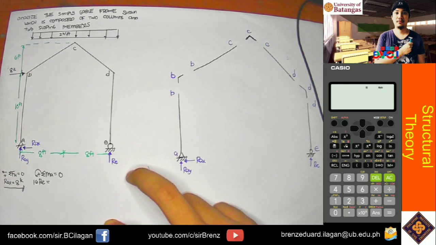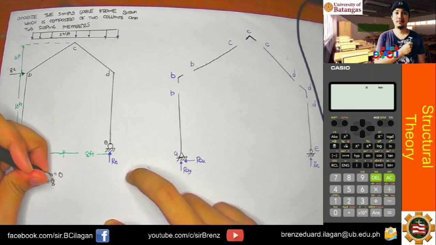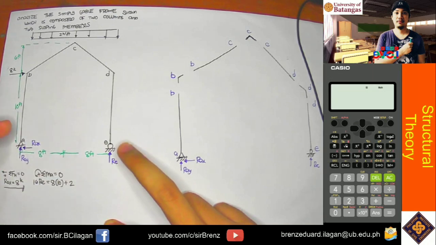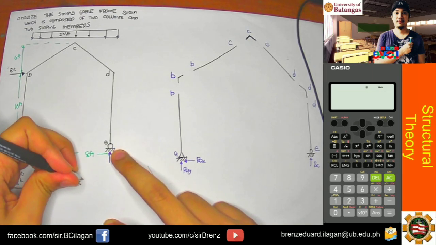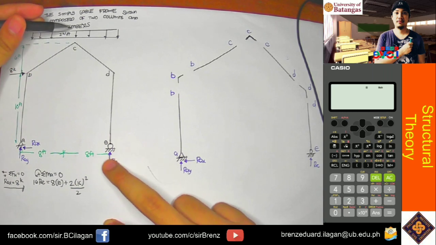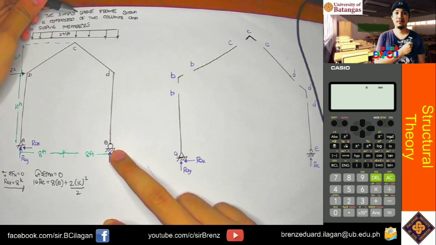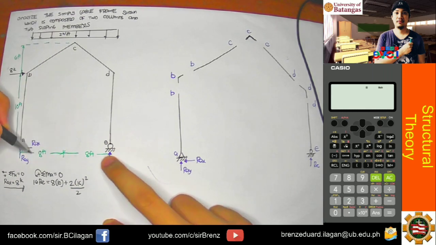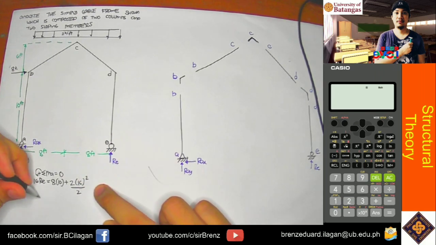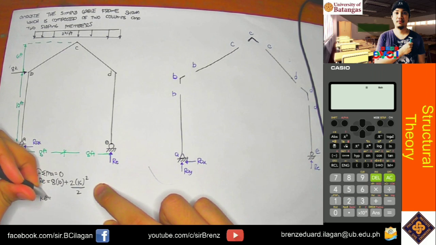So unahin natin yung 8 kips. 8 times 10. And then this uniform load na 2, so plus 2 times 16 squared over 2. Kaya gets kung bakit naging 16 squared over 2: yung isang 16 para maging concentrated load, and then yung 16 over 2 is just 8 or kalahati lang. Okay, so what is the value of your RE?